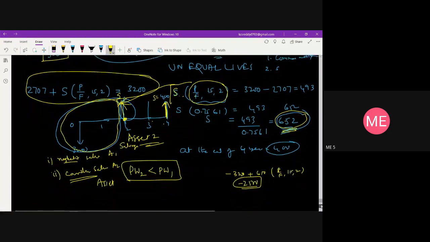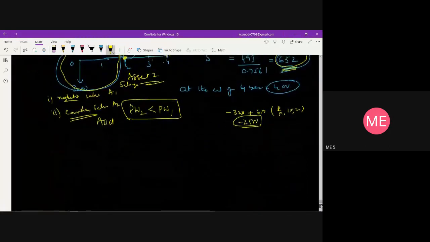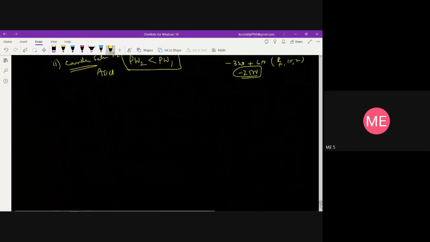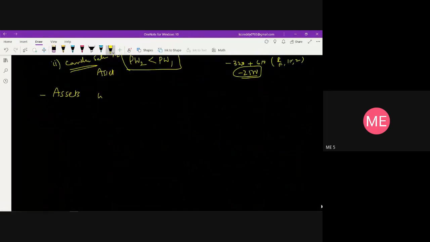Next, till now we discussed assets with equal lives, that we have calculated directly. Because n is the same, n1 is equal to n2, that is, alternative 1 and alternative 2 are the same, we can use the present worth calculation easily, without any problem.